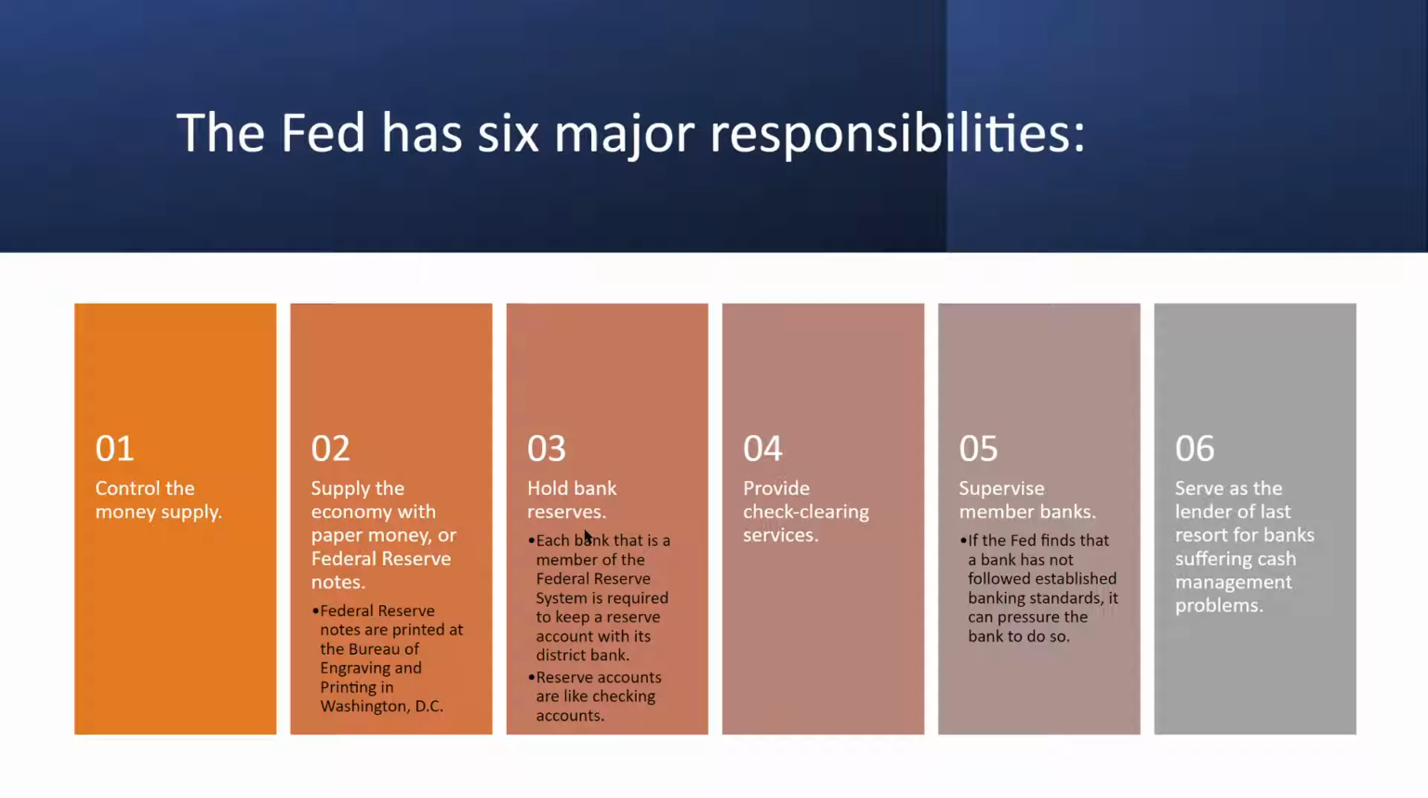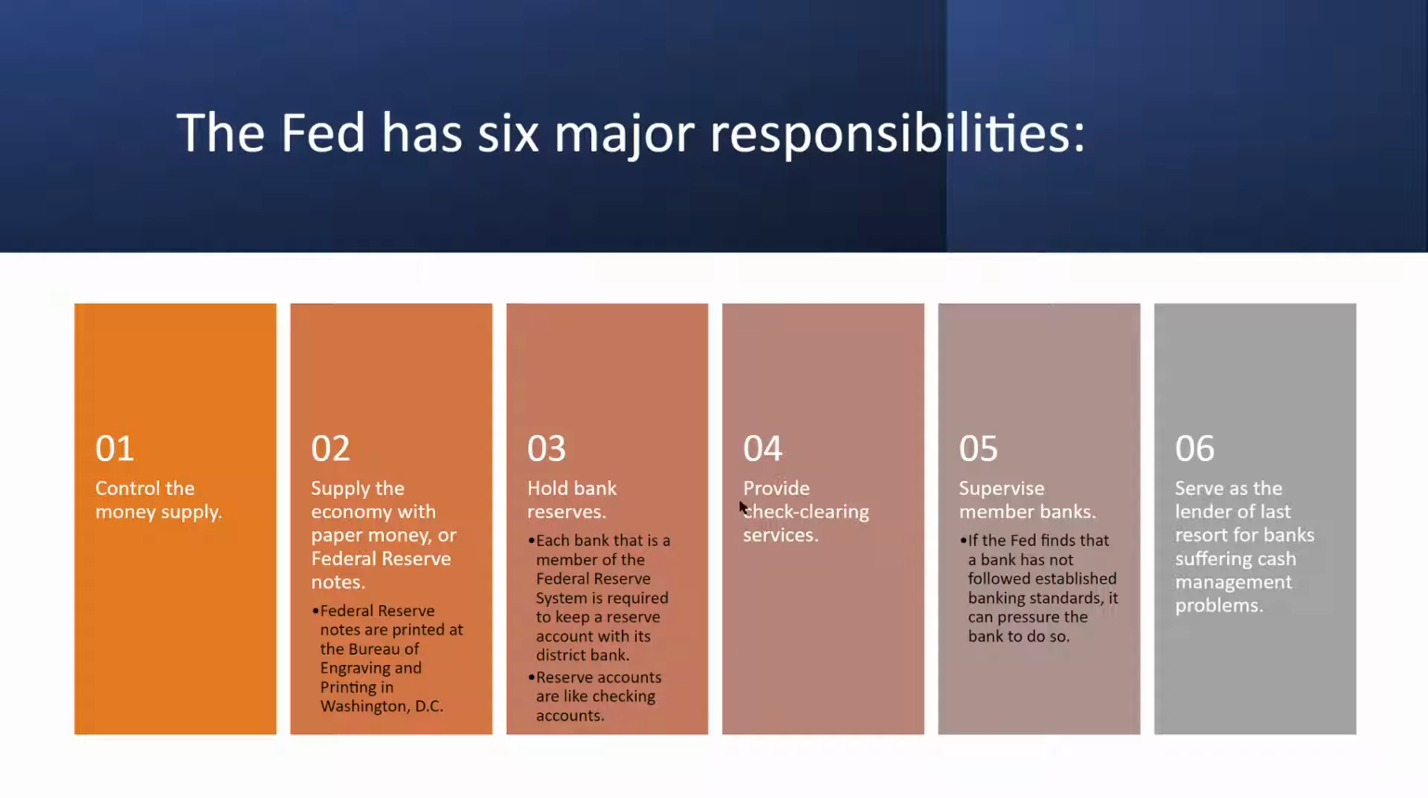Second is it holds bank reserves. This is money that would be too much for the bank to keep in its own vault, and so it has a separate vault at the Federal Reserve at the different district banks, which we'll talk about. Okay, and you do this because if you think about it, you don't want to have too much money in your vaults because that would make you a potential target for theft. And then they also act as the reserve accounts for checking. It's like a checking account for the bank. That's what the Federal Reserve does.